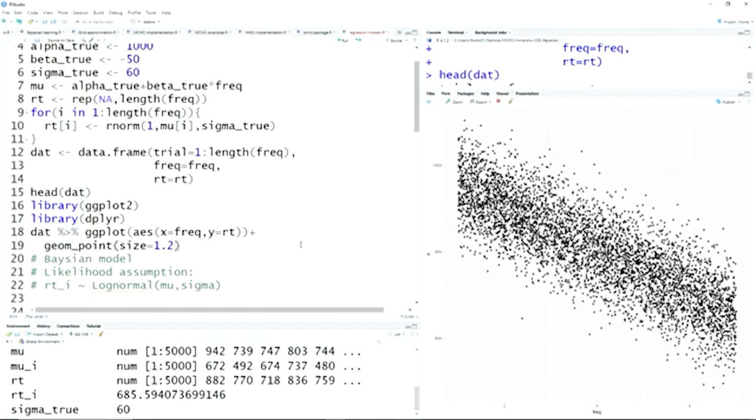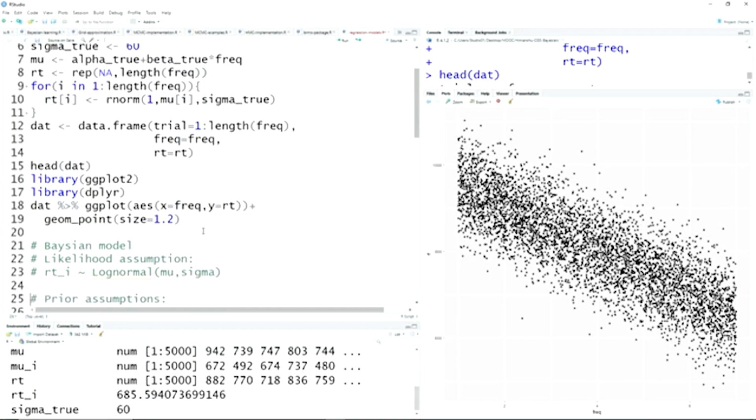Now we are going to estimate a regression line, a best fit regression line, using regression modeling in Bayesian framework. So how do we do this? We will first define our Bayesian model. So this is our likelihood assumption. We are not assuming log normal. For now, we are assuming normal mu i, sigma, where mu i equals alpha plus beta into frequency in the ith trial.